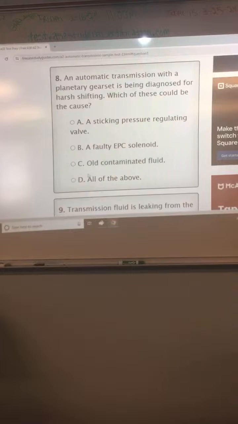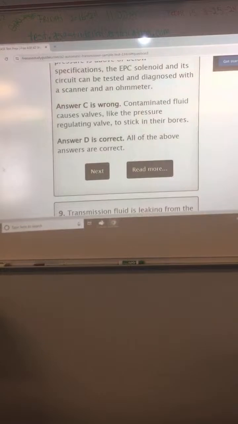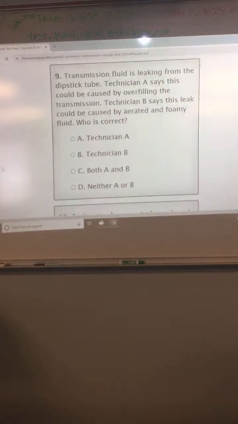Okay, what's an EPC solenoid? I have no clue. Electric something. Electronic, yes. Pressure control, there you go. So then, yeah, that's definitely wrong. So yeah, I say D. You're going with all of them? For harsh shifting, yeah, because old contaminated fluid can definitely do that. They could do it, all of those.